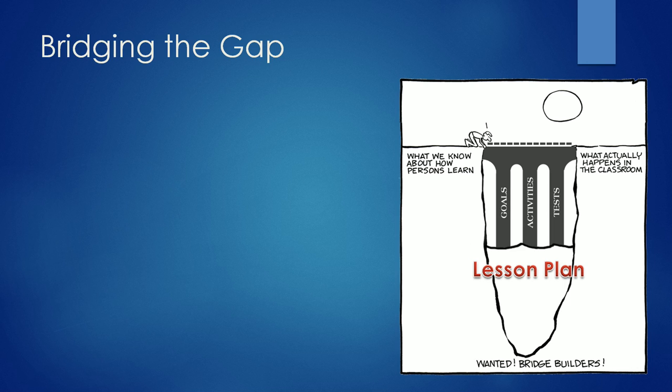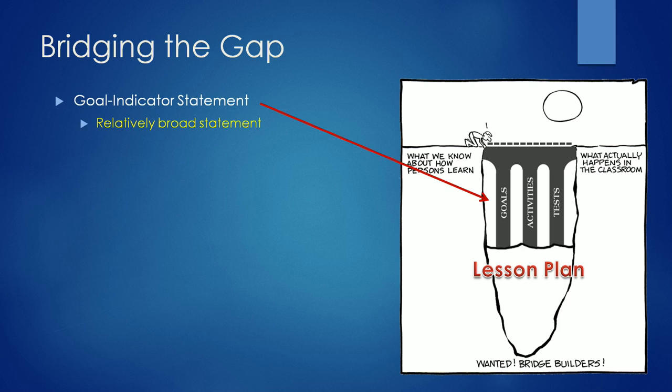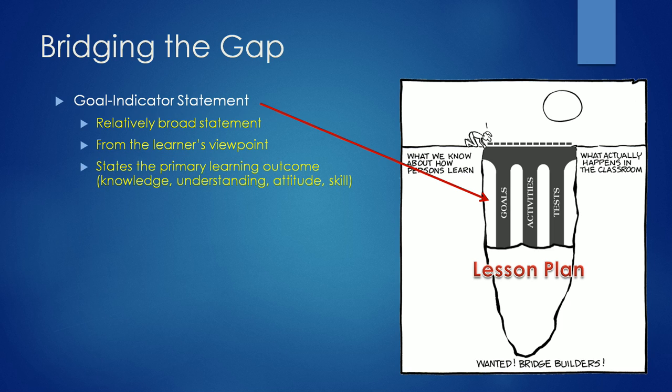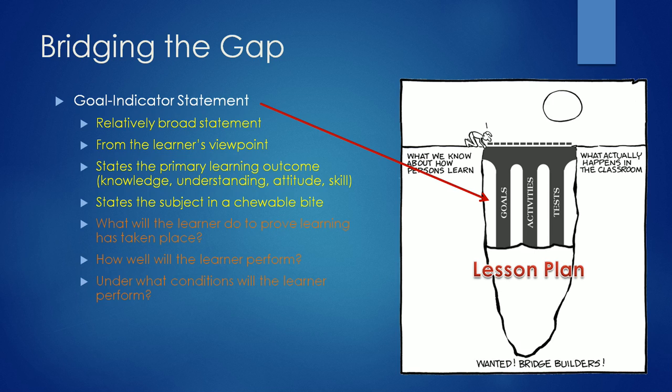And the first pillar we looked at was the goal indicator statement. And as you remember, it was a relatively broad statement from the learner's viewpoint. It states the primary learning outcome of knowledge, understanding, attitude, or skill, and it states the subject in a chewable bite. And to that, we added the indicator, which specifically is used to measure what the learner will do to prove learning has taken place. It also tells how well the learner performed whatever that task is and under what conditions.